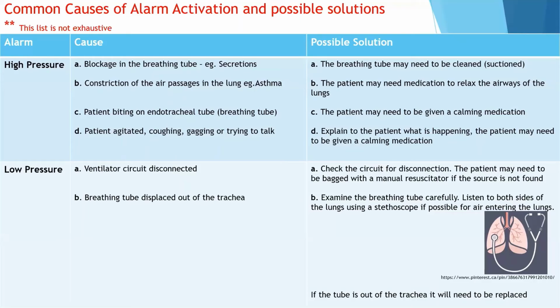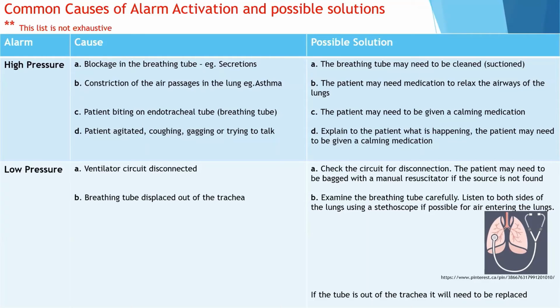Constriction of the air passages in the lung is another reason why the high pressure alarm may ring. The patient may need medication to relax the airways of the lungs. The patient may be biting on the endotracheal tube, the breathing tube. In this case, the patient may be agitated and may need to be given a calming medication. The patient is agitated, coughing, gagging, or trying to talk. Again, try to explain to the patient what is happening, and the patient may need to be given a calming medication.